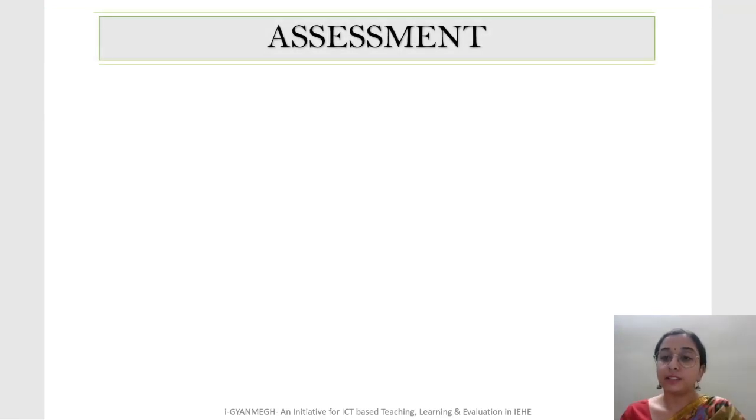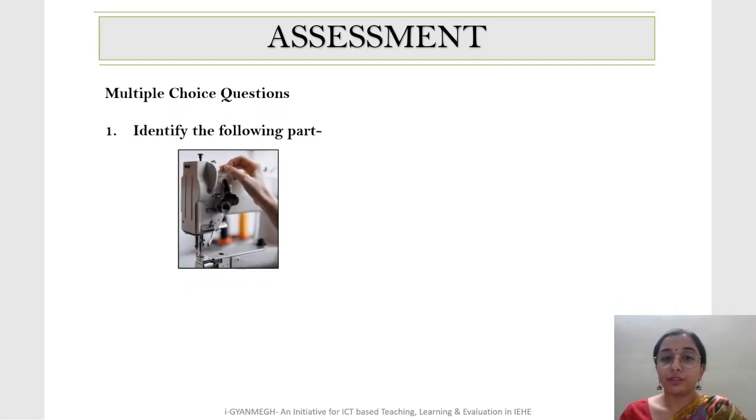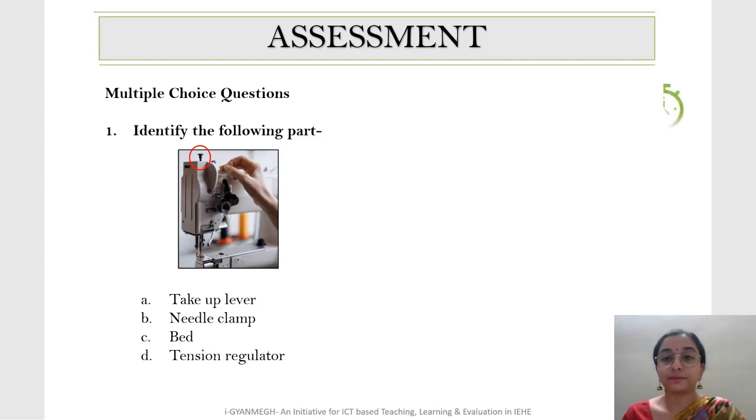Now, as we all have discussed the topics, let us now do a small assessment. All of these are multiple choice questions only. The first one is identifying the following part. The part has been marked with a red circle. You have to identify the part. You will be getting 5 seconds. Keep an eye on the clock. Time up. So the answer for this is take up lever.